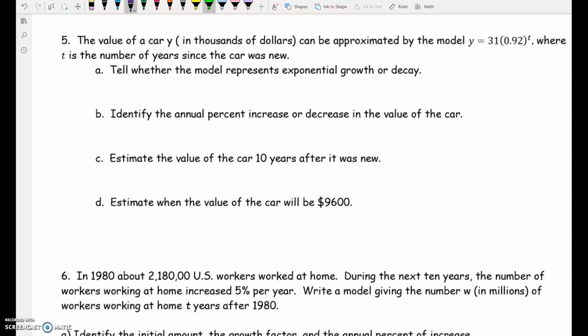This next one is a very similar problem. They give you the model. This is the value of a car.